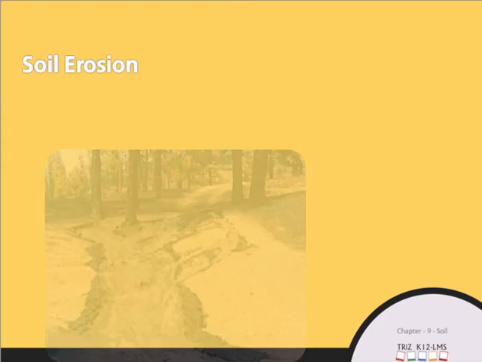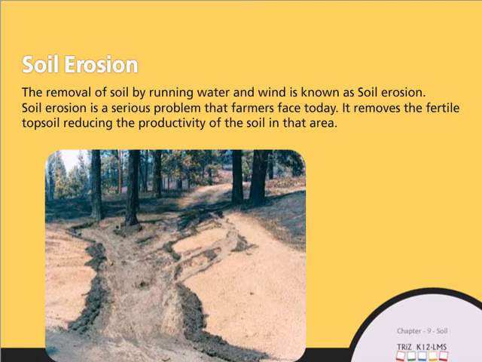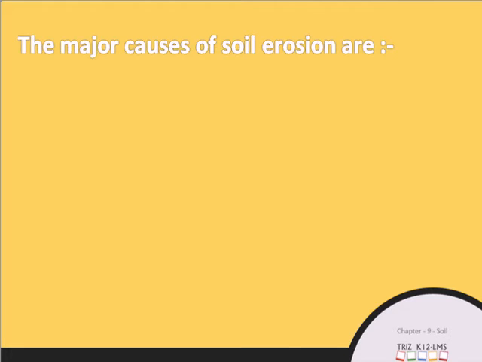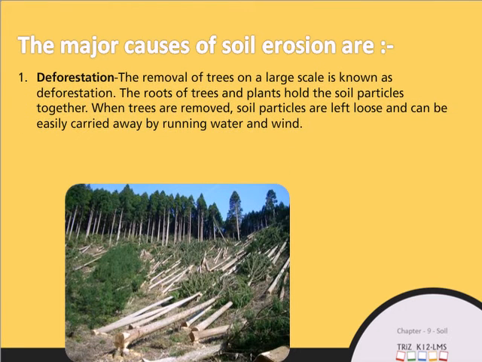Soil erosion. The removal of soil by running water and wind is known as soil erosion. Soil erosion is a serious problem that farmers face today. It removes the fertile topsoil, reducing the productivity of the soil in that area. The major causes of soil erosion are deforestation. The removal of trees on a large scale is known as deforestation. The roots of trees and plants hold the soil particles together. When trees are removed, soil particles are left loose and can be easily carried away by running water and wind.